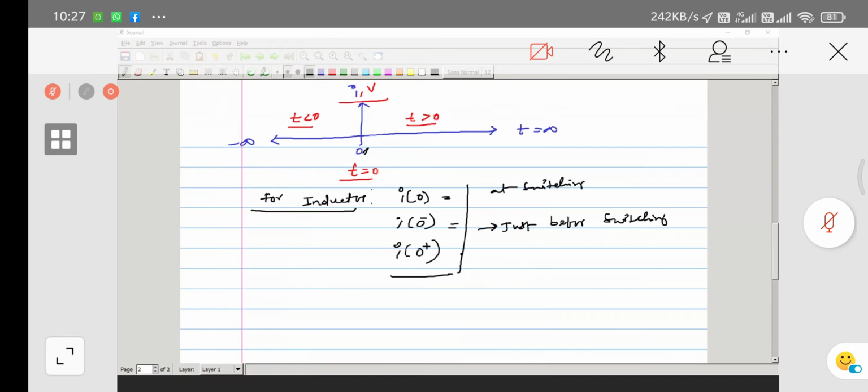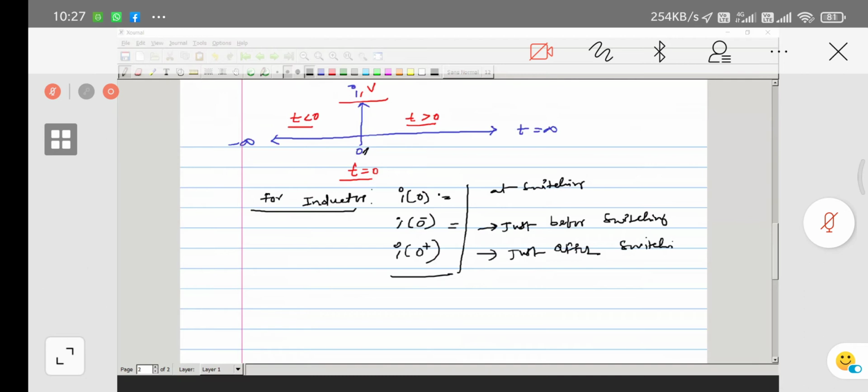Here, this I0 plus is nothing but just after the switching instant. So, for example, if you are dealing with an inductor, you have to take care about the current, because the inductor doesn't allow sudden change in current. So you have to take care about how the inductor current behaves just before the switching instant and just after the switching instant.